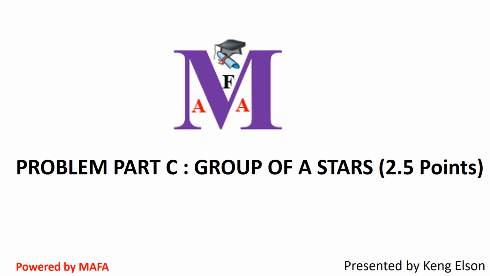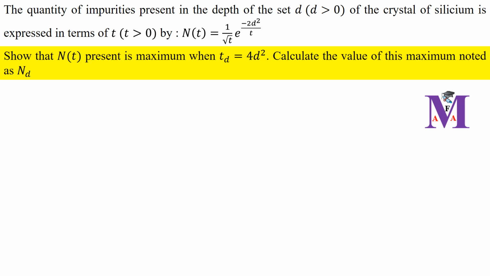Alright, so the last part C, group of stars, is allocated 2.5 points. We are going to complete the equation, which reads: the quantity of impurities present in the depth of the set z greater than 0 of the crystal of silicium is expressed in terms of t greater than 0 by n of t equal to 1 over the square root of t, e raised to the power negative 2d squared over t. Show that n of t is maximum when t of d is equal to 4d squared, and calculate the value of this maximum and note it as capital N of d.